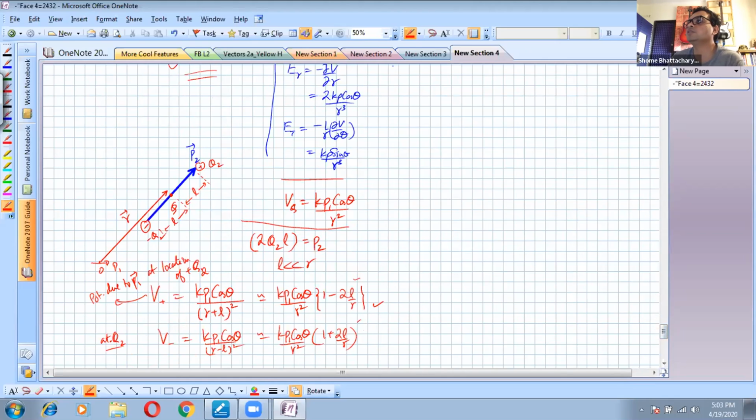So the center of P2 is Q, and it is at a position vector R with respect to P1 center. So at Q, this is the potential. But actually, I'm not interested in the potential exactly at Q. I'm interested in the potential at Q plus L and Q minus L. So that is these 2 points: the potential where the positive charge is located, and the potential where the negative charge is located. And then the rest is just approximation methods. With a bit of practice, all these approximations become easy for you.